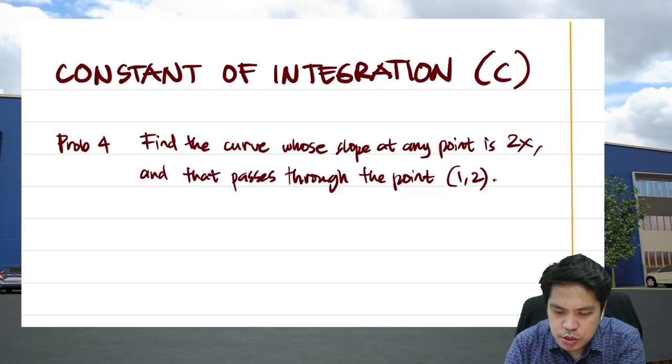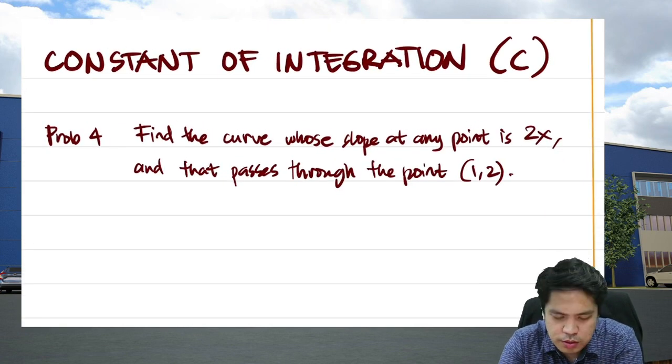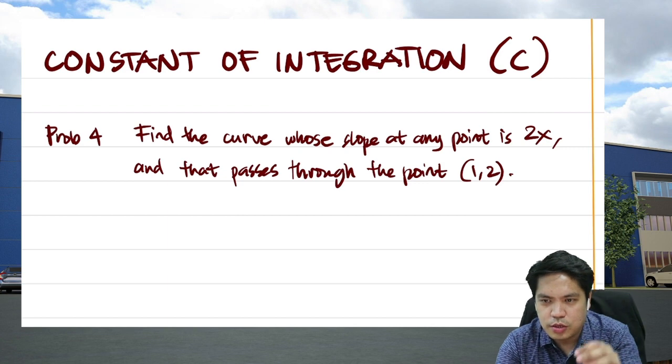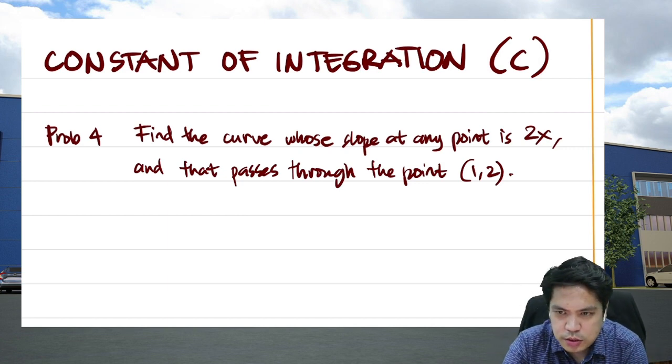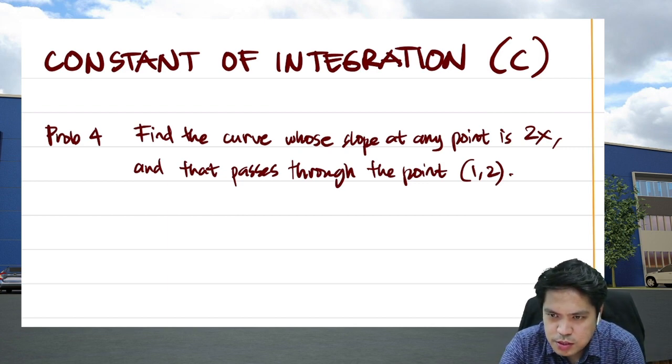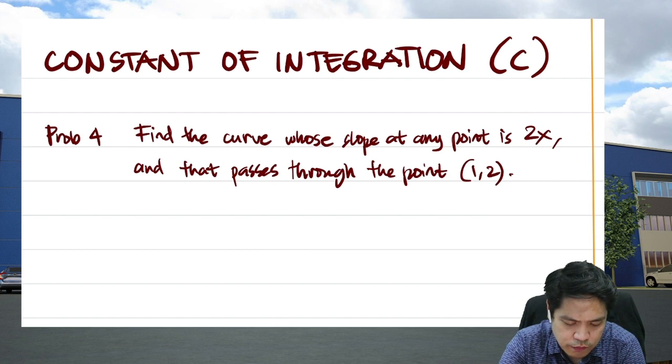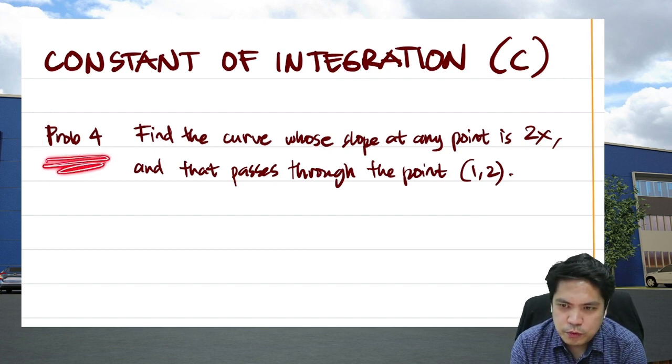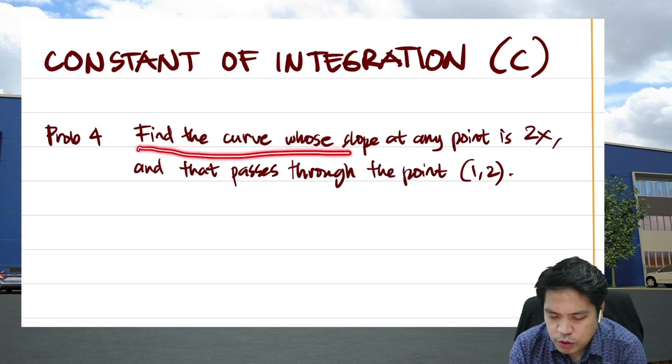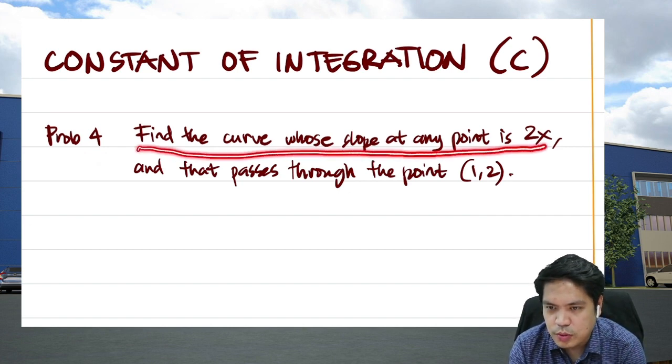Okay, let's proceed to our next topic, which is all about the constant of integration C. Ito tong mga C, or the arbitrary constant. So we could best discuss this by giving you first this problem. For problem number 4, we have: find the curve whose slope at any point is 2x.